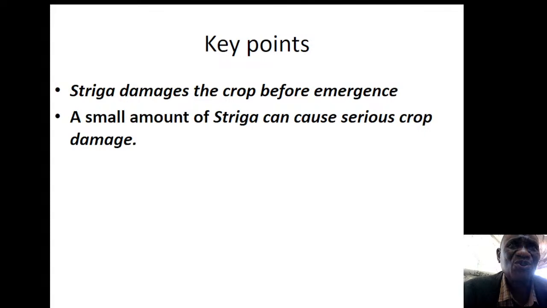And when you are going to control the Striga, please note that Striga damages the crop before it emerges. And it is quite a challenge because you can't control something which you are not seeing, because when it damages the crop, it will be underground. And also, few plants of Striga can cause serious damage, and you cannot ignore few plants.